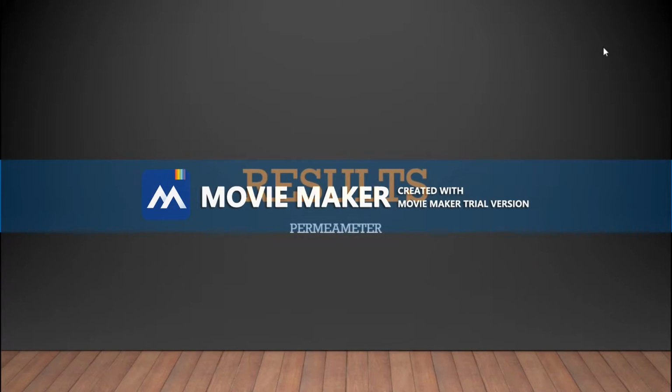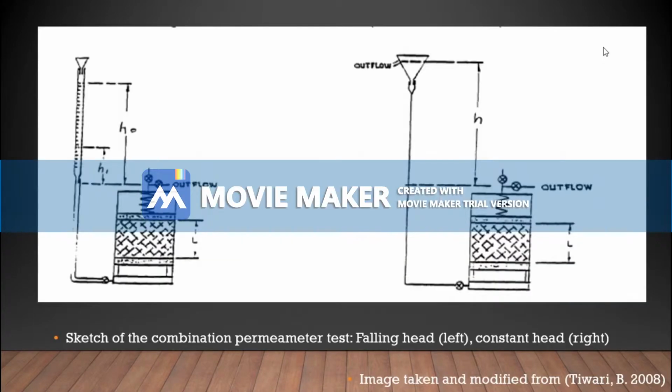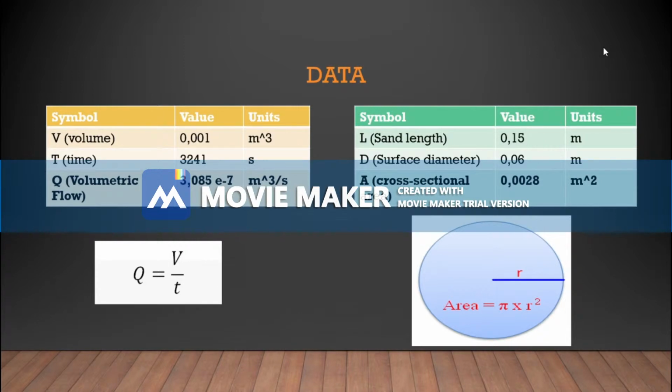Now we will see the result of the permeameter. Constant head tests were done, which can be seen at the right of the picture, and all calculations were done taking this into account. Then the volume of water and the time it took to cross the sand were taken. For 1 liter of water, 3,241 seconds was measured. Then with the equation we found the volumetric flow.